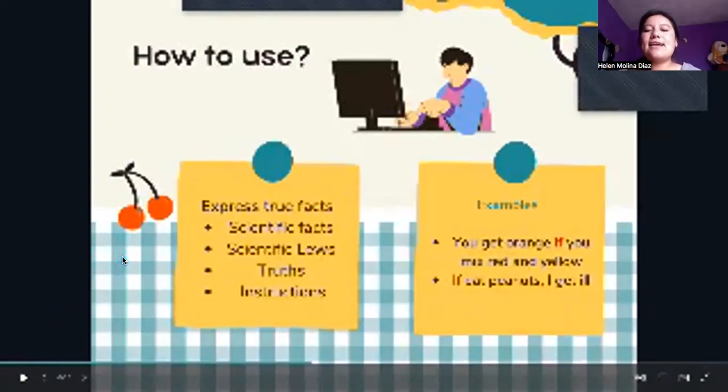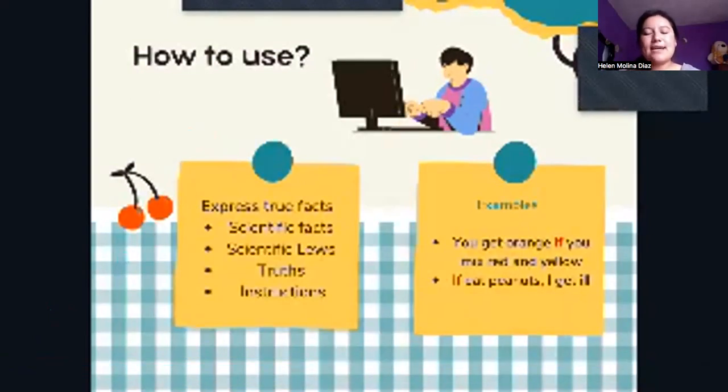This is the basic structure: if is the condition, it is the subject, and the present simple follows. For example, if I eat peanuts, I get ill. I is the subject, get ill is the present simple. In Spanish: si yo como maní, me enfermo. This is the usage.